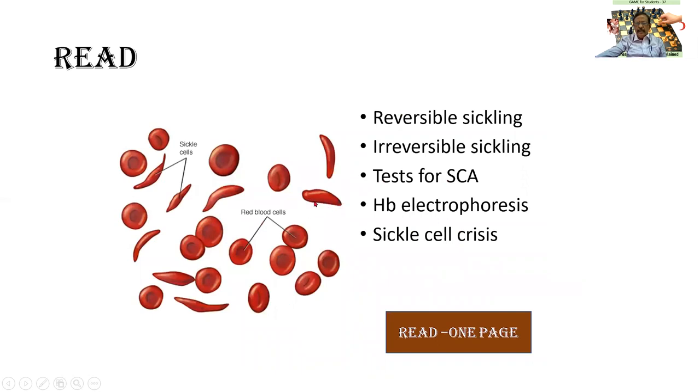In this context, I would like you people to read up. What is reversible sickling? What is irreversible sickling? What are the tests for sickle cell anemia? What is hemoglobin electrophoresis and sickle cell crisis? These are all asked as independent questions for you people. And the answers can be found in one page.